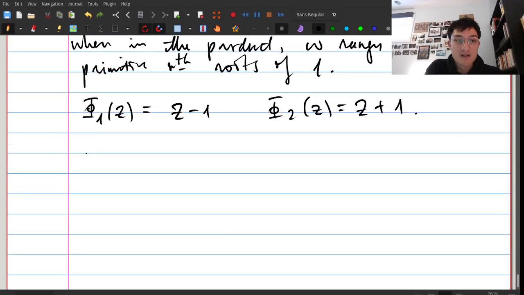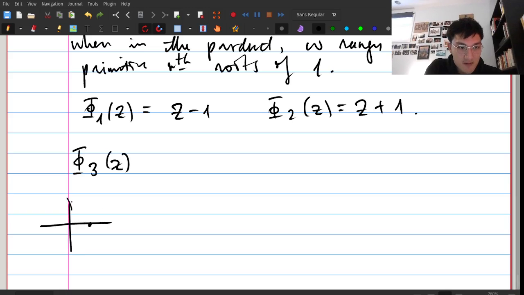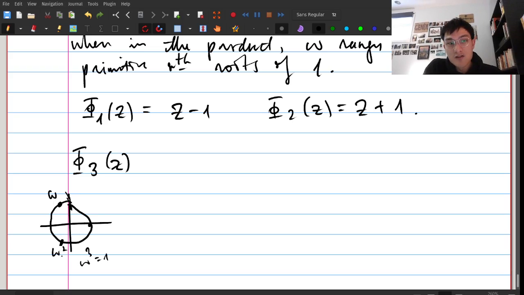Okay. Now, things are a little more interesting when you do phi 3 of z. So let's draw this picture. I can never draw this circle correctly to make the geometry work out, but okay, that's a circle, and that's a third of the way along the circle. So let's call this omega, and this is omega squared, and of course omega to the 3 equals 1. These are the two primitive third roots of unity. So we want z minus omega and z minus omega squared. Now we'll just expand this out.